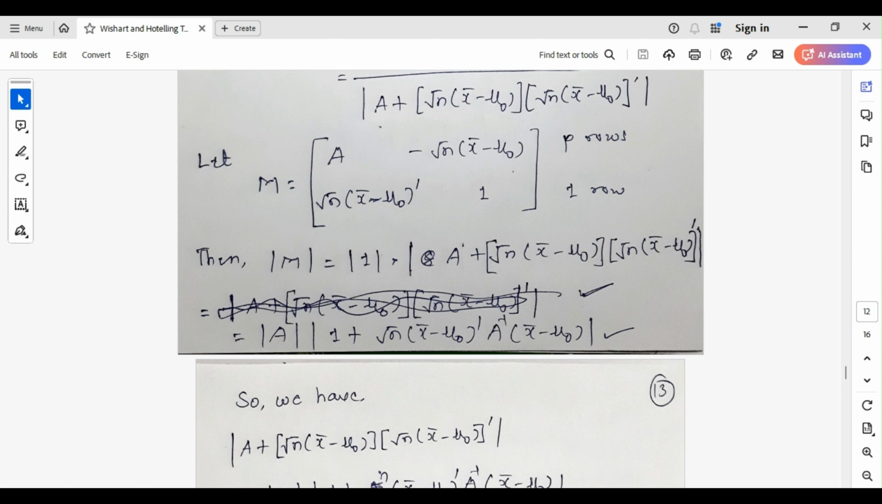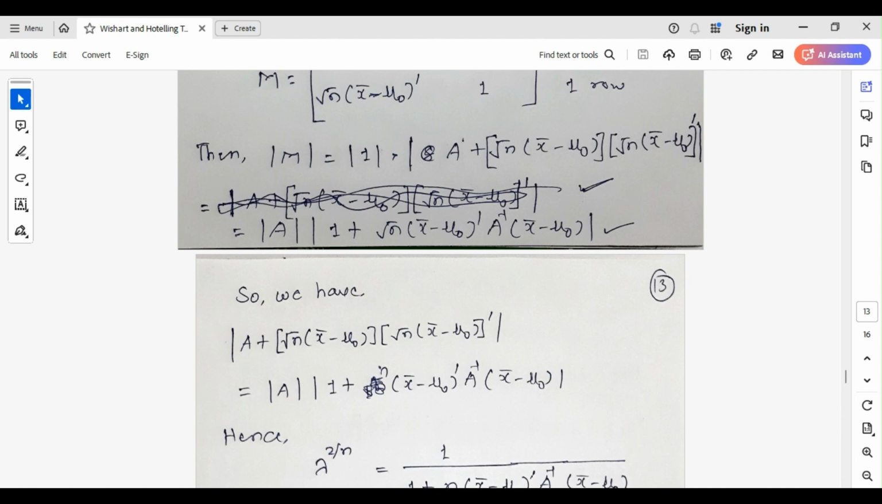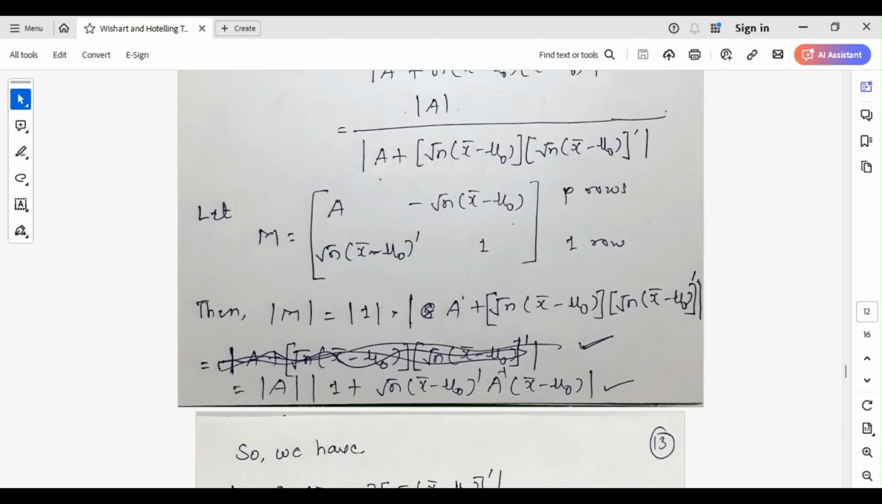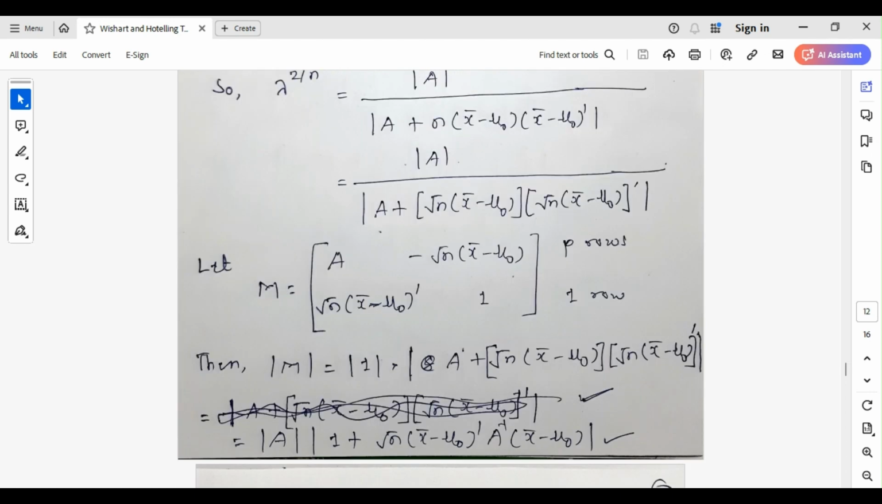Or the other way, if we apply the other formula, we get this equal to determinant of A into determinant of 1 plus n times (x bar minus mu naught) transpose A inverse (x bar minus mu naught). So both these are the same, this expression is the same as this expression. So we got an answer to this expression, determinant of A plus this equal to this. So why did we do all of this? So that we can get a simplified expression for lambda raised to 2 by n.